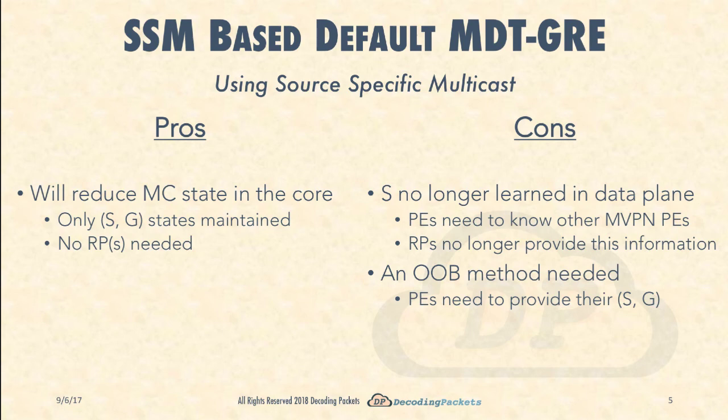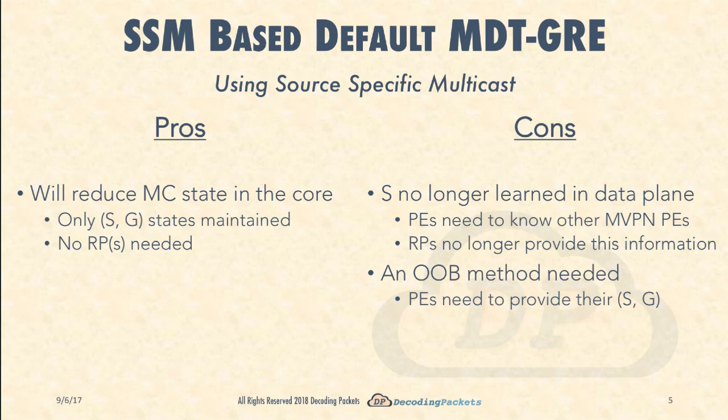So what are the pros of this? Again, there are going to be pros and there's going to be cons. The pro is you will reduce multicast state in the core, but not like PIM-BIDR by sacrificing shortest path trees. You are sacrificing the other end of it. So you're sacrificing the star, G tree, and you're maintaining only the S, G state. So that's sort of a win-win, because you get the shortest path tree and you also get to maintain only one state. Furthermore, you don't need any RPs. So the RPs are gone away.